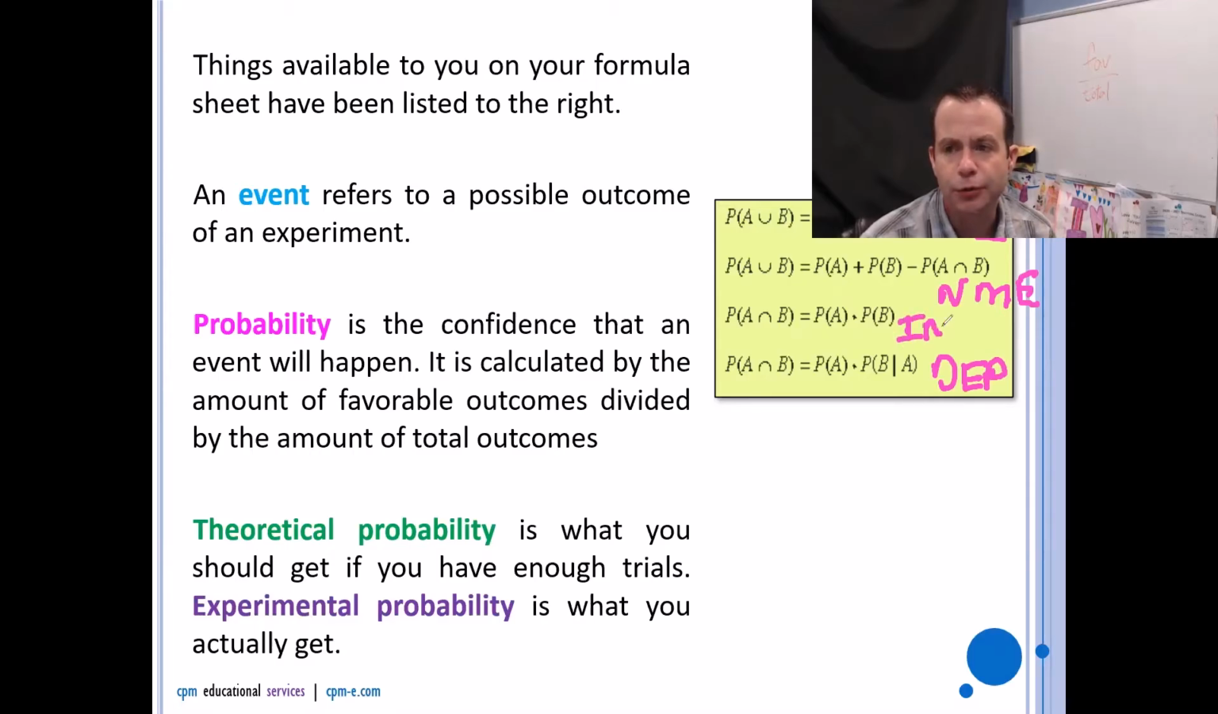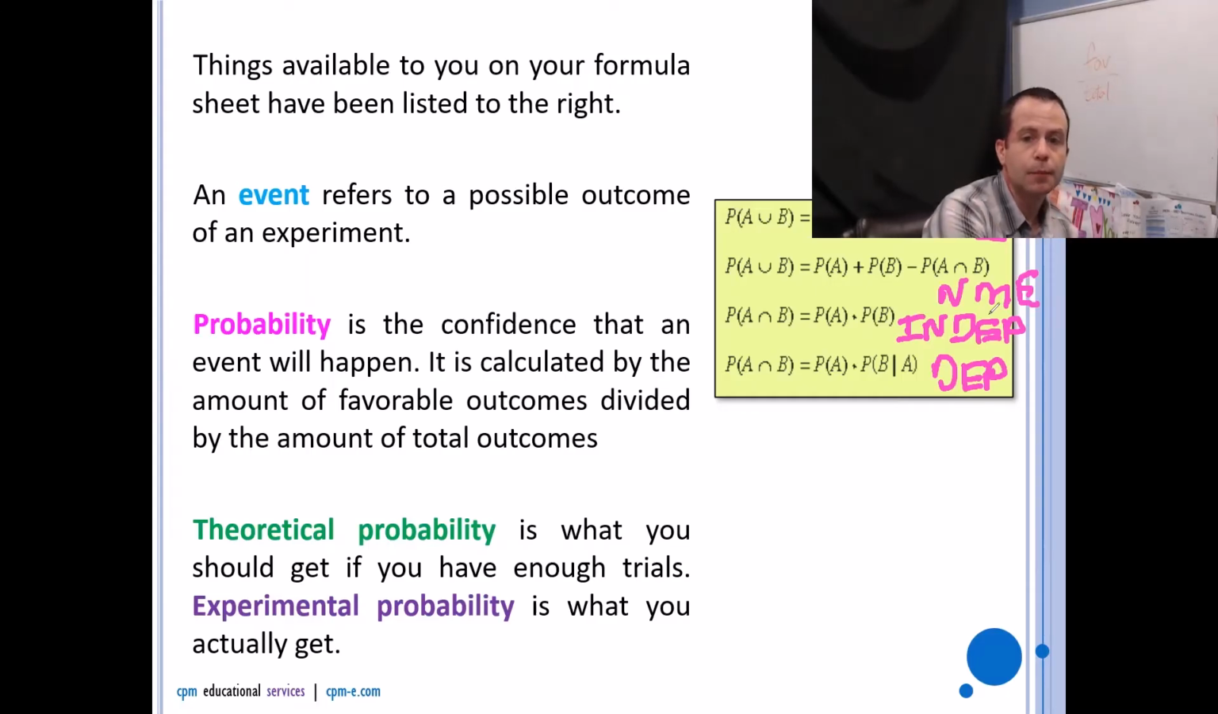I partly skipped it because I was trying to figure out how I was going to represent the letters of independent, but that'll do. Okay, so we've got mutually exclusive, not mutually exclusive, and then independent events and dependent events, and I'll talk about each one of those as we go. An event refers to a possible outcome of an experiment. Probability is the confidence that an event will happen. It is calculated by the amount of favorable outcomes divided by the amount of total outcomes, which is what I wrote on the board back there, okay?